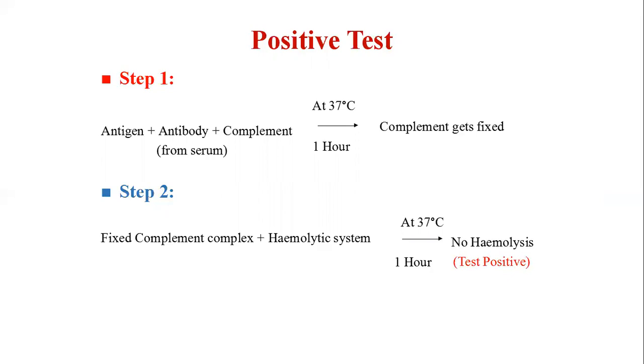After fixing is over, the fixed complement complex is added to the hemolytic system, meaning your RBC as well as amboceptor. And again, we have to incubate this mixture at 37 degrees centigrade for 1 more hour. And if we do not notice any hemolysis, then we can say that this test is positive. So no hemolysis means the test is positive.